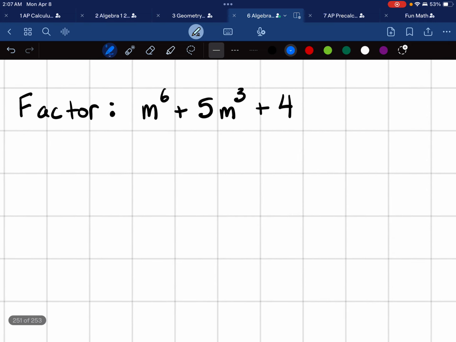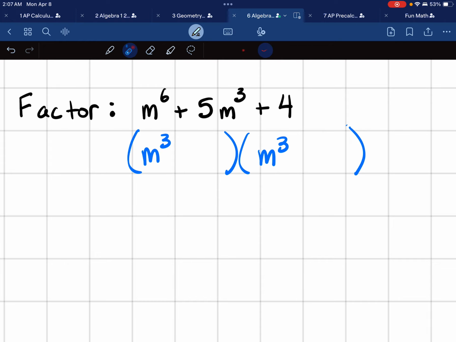If I can't factor the greatest common factor, I immediately go into my ninja style. This is going to be m, and I notice that this power is half of that power, so it's going to be m to the power of 3 with something, and m to the power of 3 with something. Okay, and what are the factors of 4? 2 and 2, which don't add to 5, so it must be 1 and 4. So plus 1 plus 4.